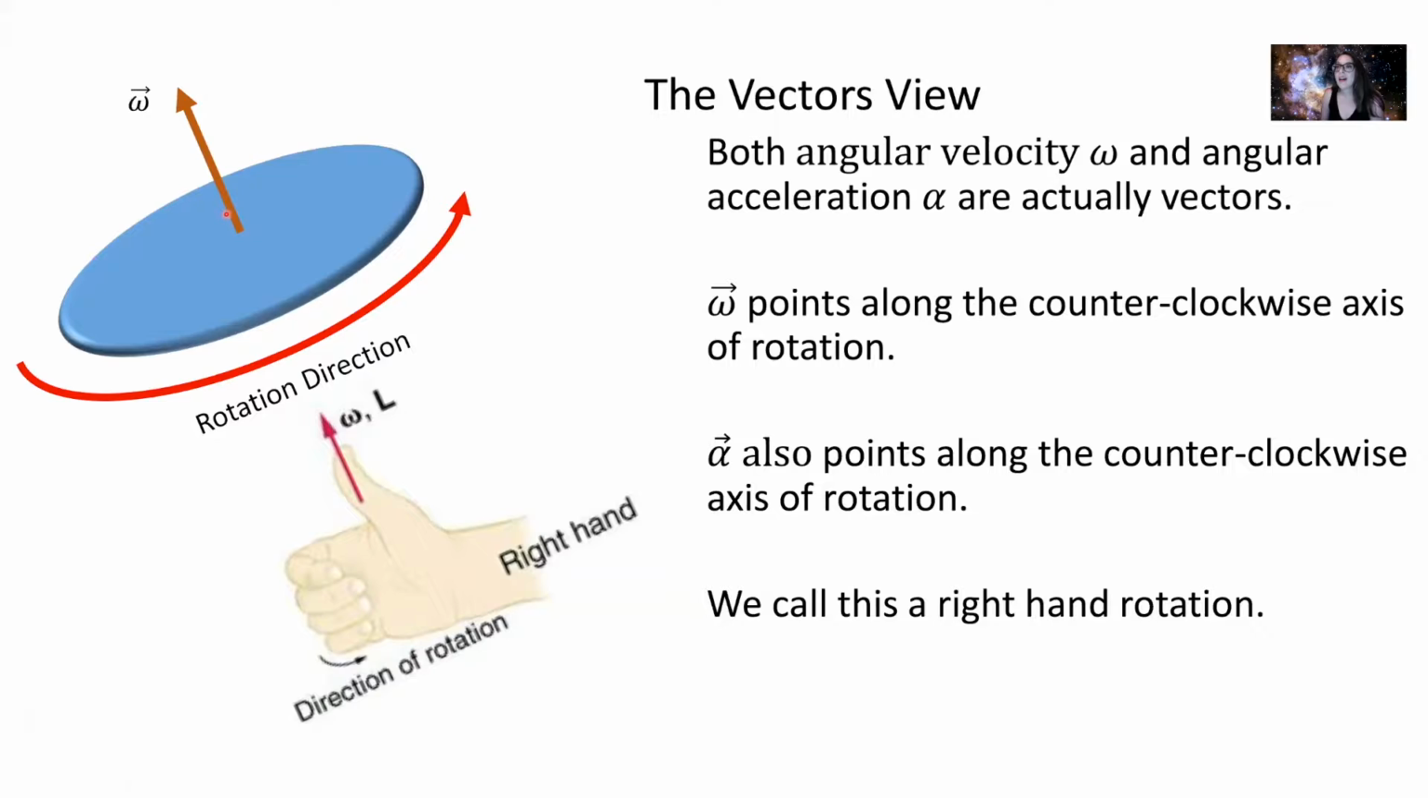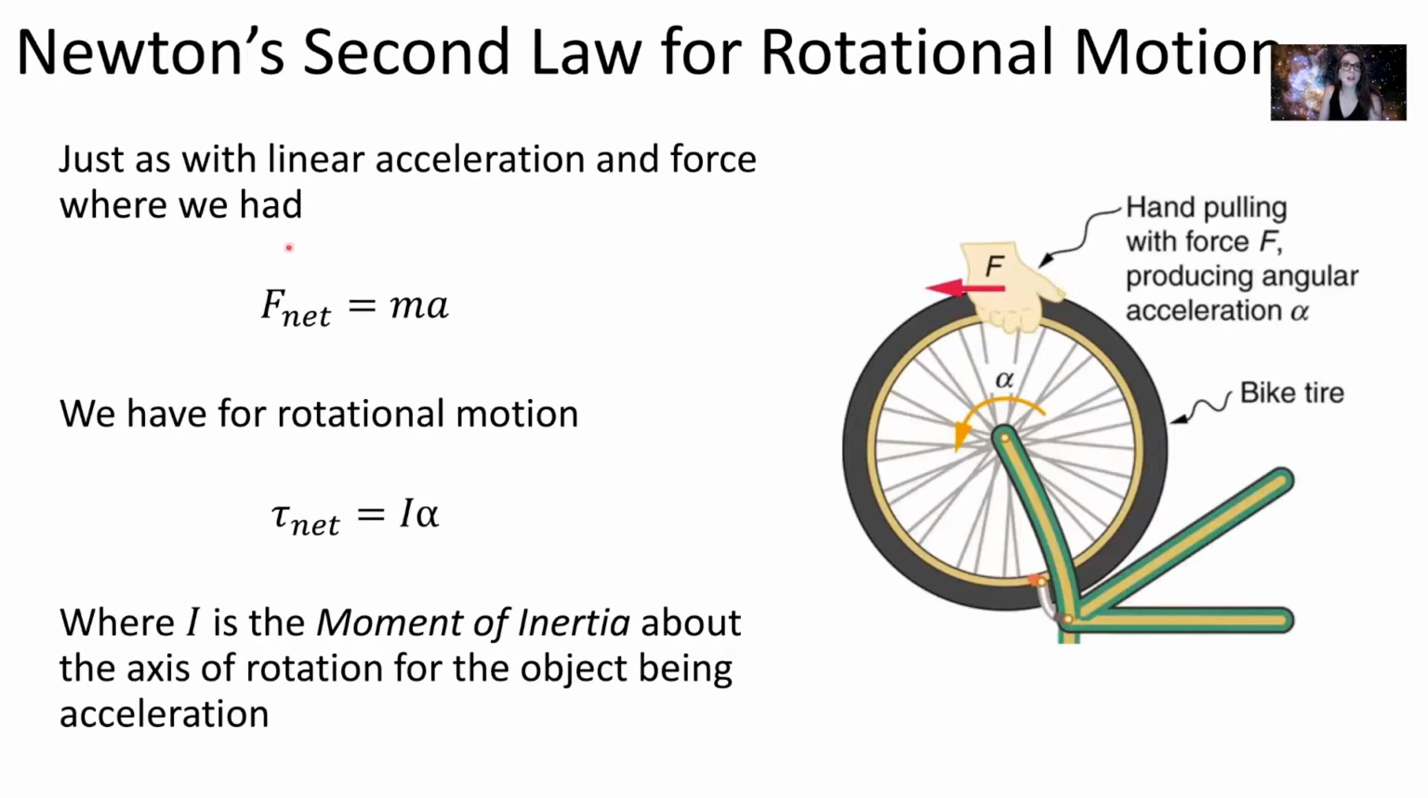And alpha also points along the axis of rotation too. So if you figure out your direction for omega, then you can figure out your direction for alpha, which is your angular acceleration.